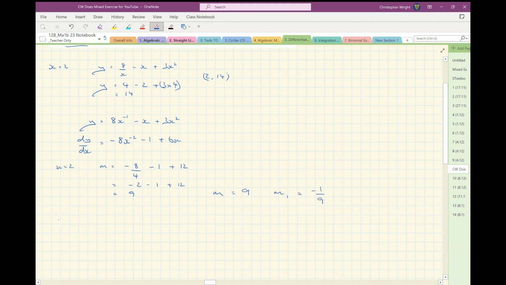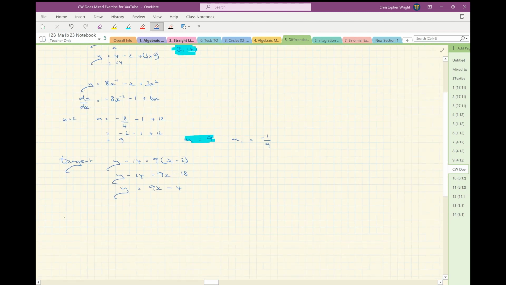So let's write down the equation of the tangent, shall we? We know it goes through the point (2, 14), and we know it has a gradient of 9. So that equation is going to be y minus 14 equals 9 times (x minus 2). y minus 14 equals 9x minus 18. y equals 9x minus 4.